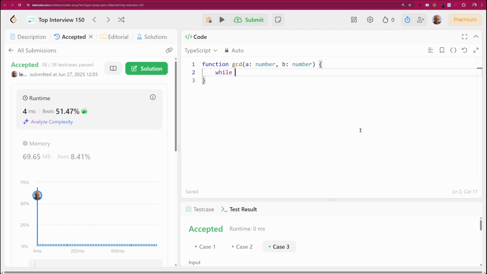So while, let's say, A is positive, we're going to replace, so what I'm going to do is I'm going to pretend A is the smallest one always. So I'm going to replace the largest one with its remainder after division by the smallest one.